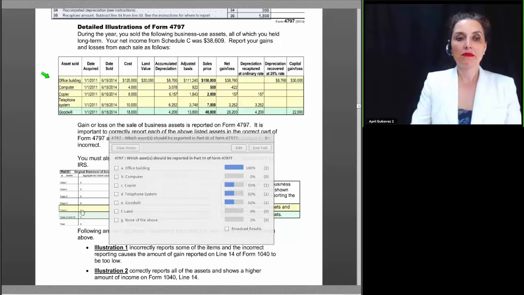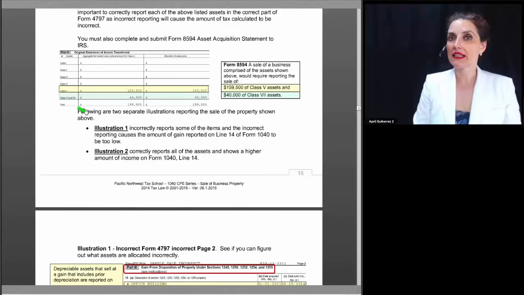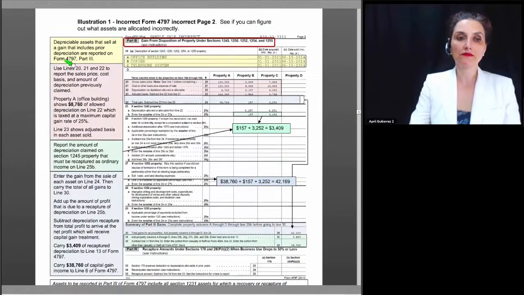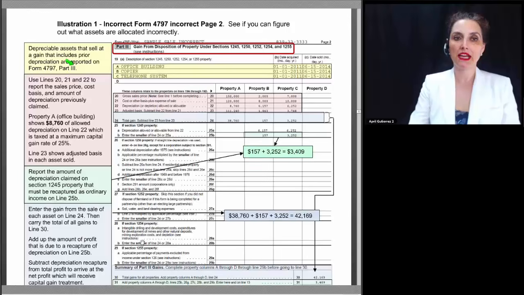So I promised that we would look at an illustration where we have done 4797 incorrectly. Now that we've studied where these assets belong, we're going to show you what happens when we put them where they don't belong. When you're completing 4797, it is one of those forms that you're best off starting to prepare from page 2. So the first page that I've prepared for you in both illustrations is page 2.